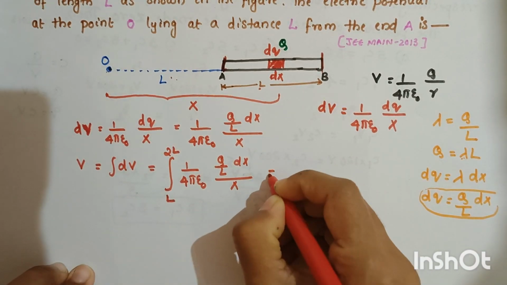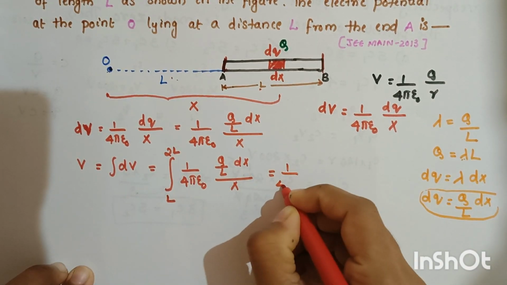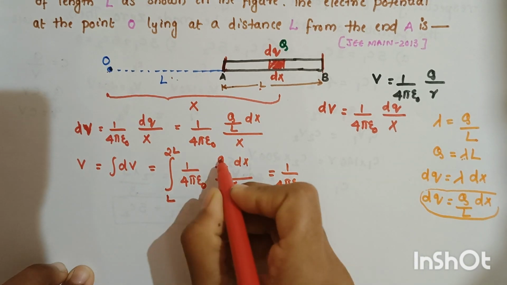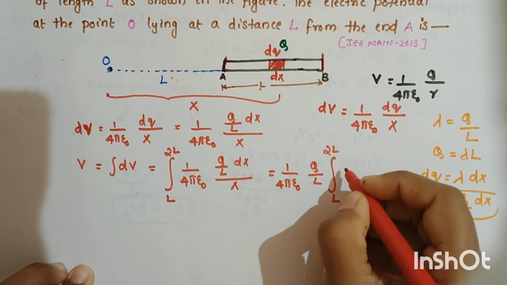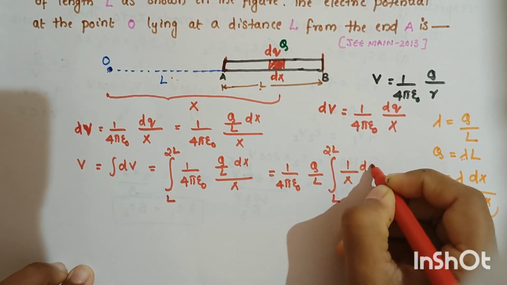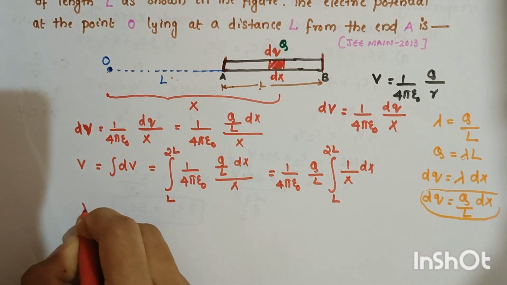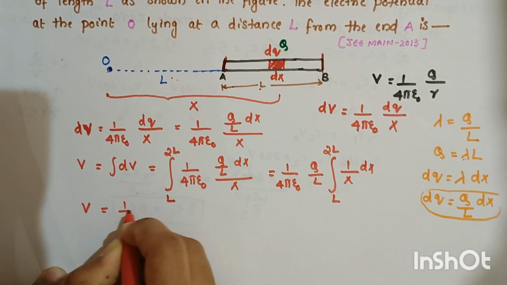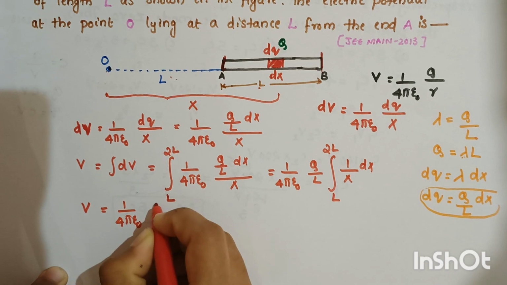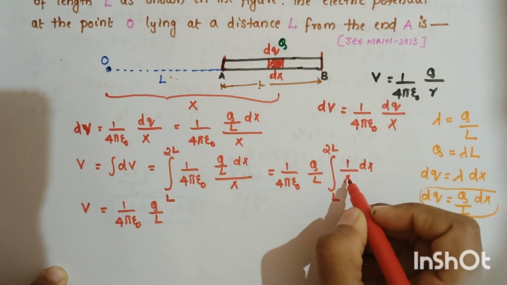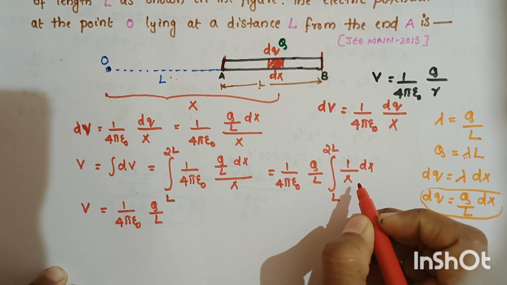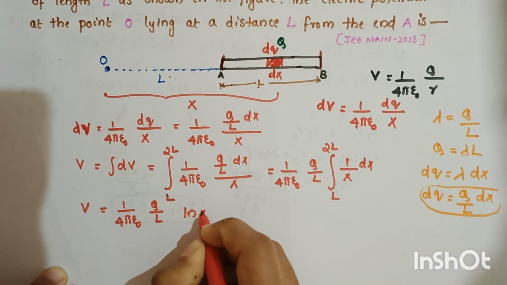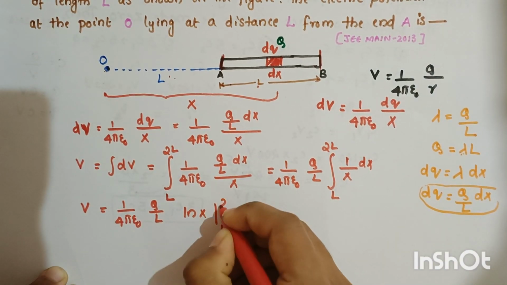Now this is equal to what? I am taking 1 by 4 pi epsilon 0 outside of the integration, and Q by L as well outside, with the integral from L to 2L of 1 by x dx. That is, the total potential V equals 1 by 4 pi epsilon 0 Q by L times the integral of 1 by x dx. The derivative of log x is 1 by x, so the integral of 1 by x is log x, within the limits L to 2L.